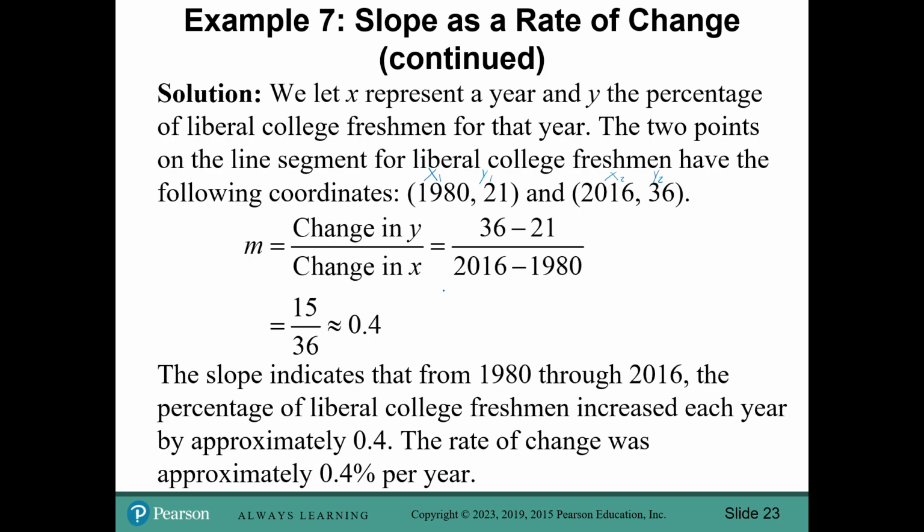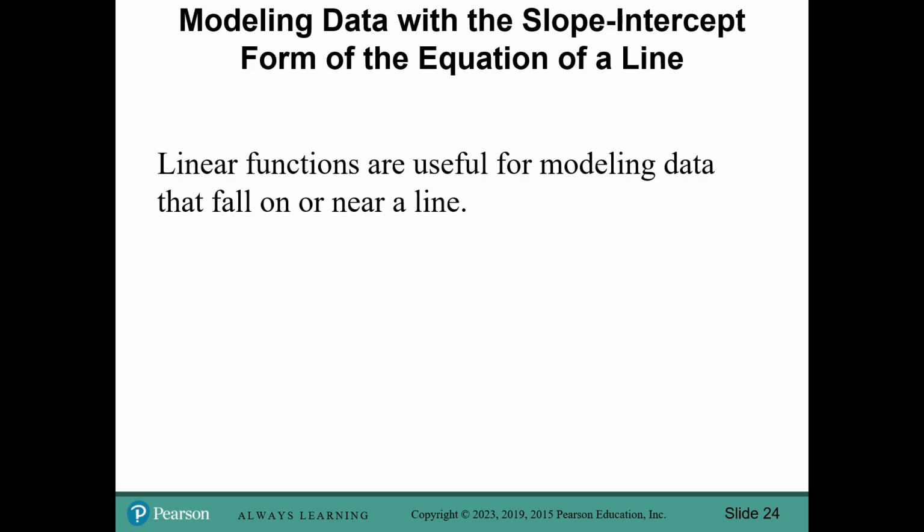So the slope indicates that from 1980 through 2016, the percentage of liberal college freshmen increased each year by approximately 0.4. The rate of change was approximately 0.4% per year. Simple enough. So let's look at modeling data with slope-intercept form of the equation of the line.